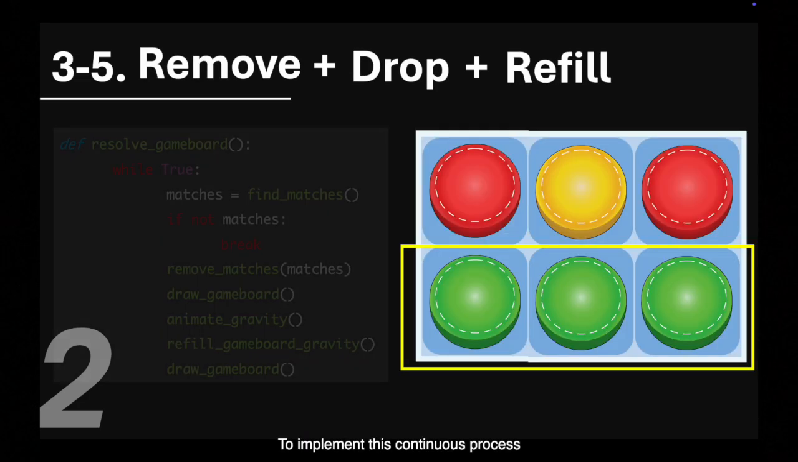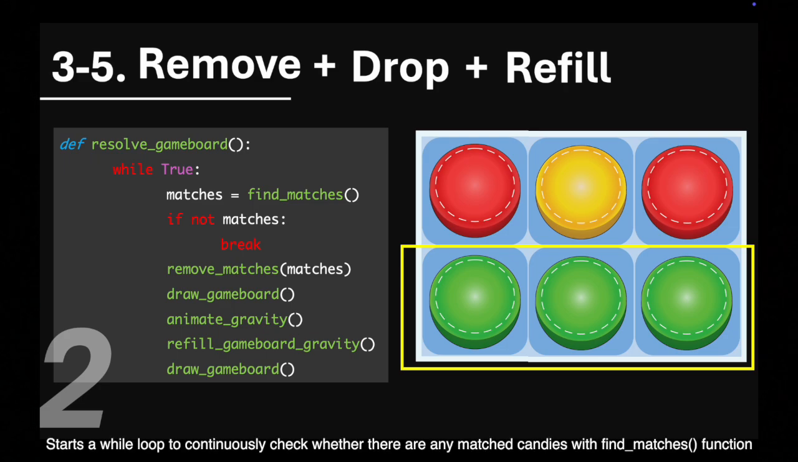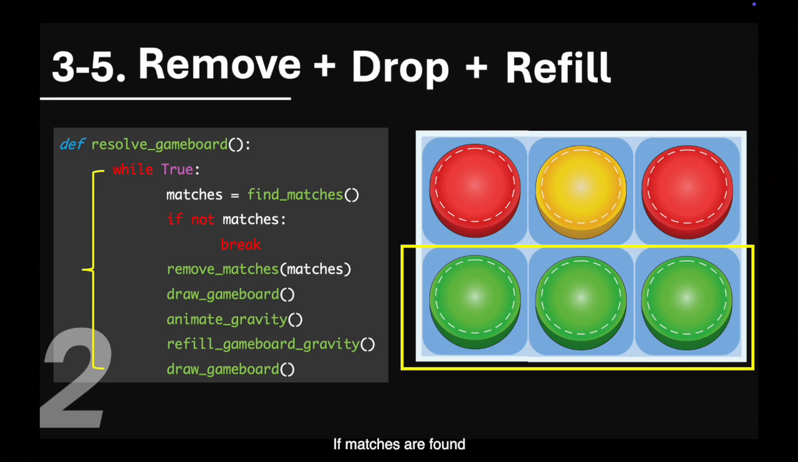To implement this continuous process, I created a function called resolve game board, which wraps steps 3 to 5 inside it. The pseudocode of this function is shown on the left. This code block is running like this. Start a while loop to continuously check whether there are any matched candies with the findMatches function. If matches are found, they are stored in the variable matches. If no matches are found, the loop ends and exits resolve game board.